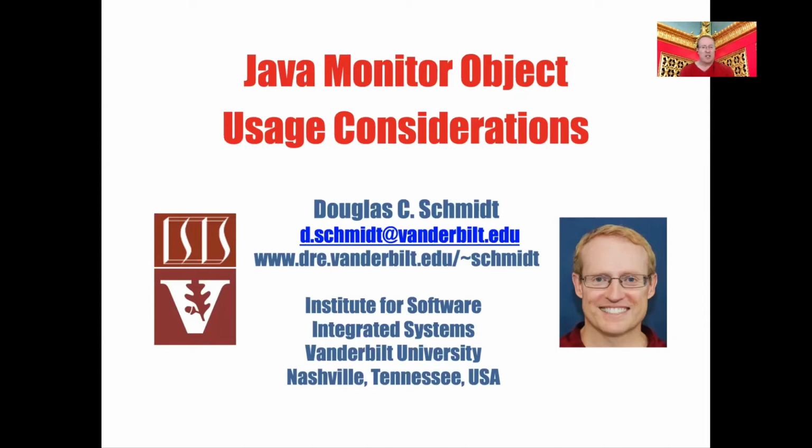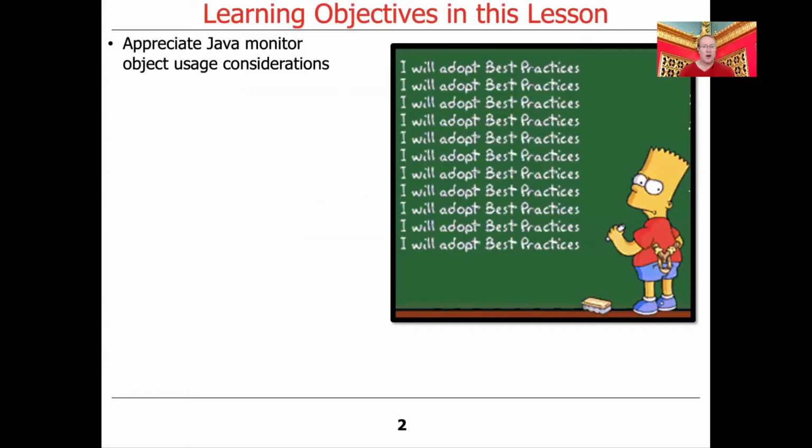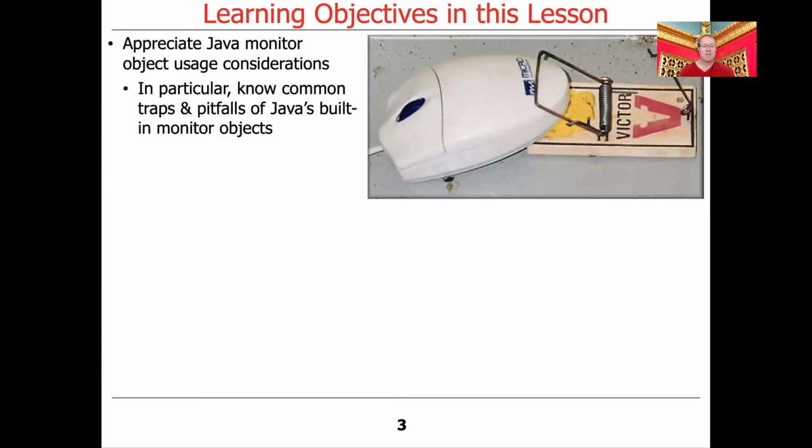So now that we had a chance to talk about the various synchronization mechanisms that are available in Java built-in monitor objects, including the mutual exclusion capabilities provided by synchronized methods and synchronized statements, as well as the coordination facilities that are provided by the wait, notify, and notify all methods, let's go ahead and talk about some of the usage considerations to keep in mind when you apply or consider applying Java built-in monitor objects.